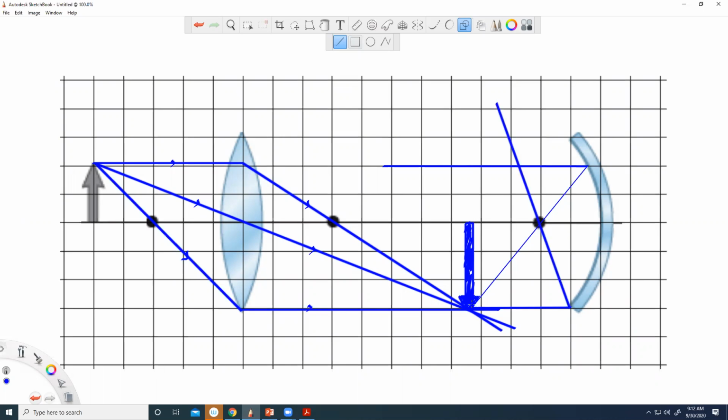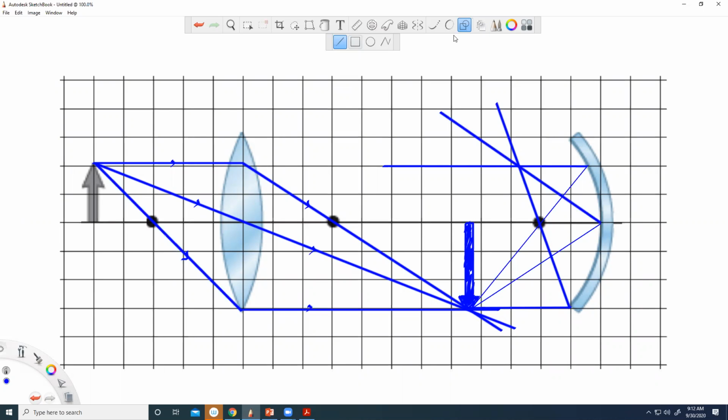And if you want, you can also draw the third one. Third one would hit the center of the mirror. So that hits the center of the mirror, and the reflected ray will have the same angle as this angle of incidence. So I'll have the same angle. You see that's also passing through the same point.